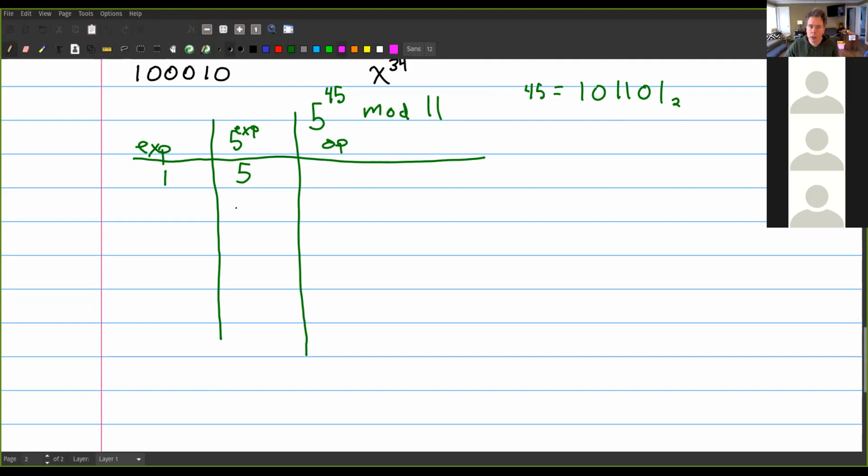Okay, so let's go. First we square to make a space. So this becomes 25, but modulo 11, 25 is just 3. And so now I have 1, 0 here. And now I have to decide what to do. So this is 0, so I just square.